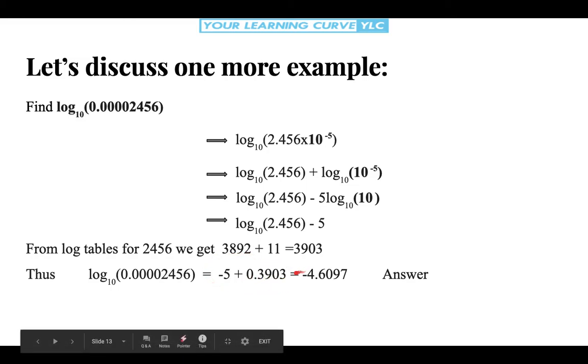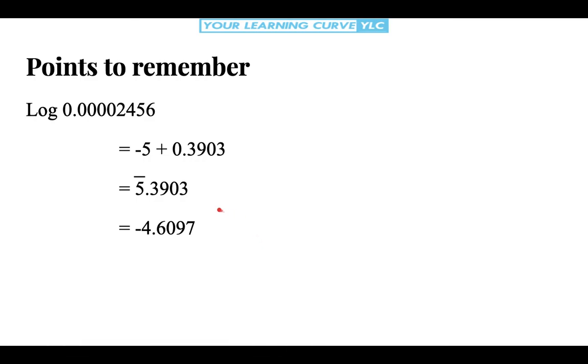This is wrong, because this number is entirely negative and this number is a positive fraction. So you have to add this to the minus 5. You will get minus 4.6097. Remember this while using the anti-log tables also, because the number after taking the log cannot be negative, it is a positive fraction. Okay, this is your answer. Points to remember: this minus 5 is negative, this is positive. Either you can add both of them and write minus 4.6097, or you can leave it like this.